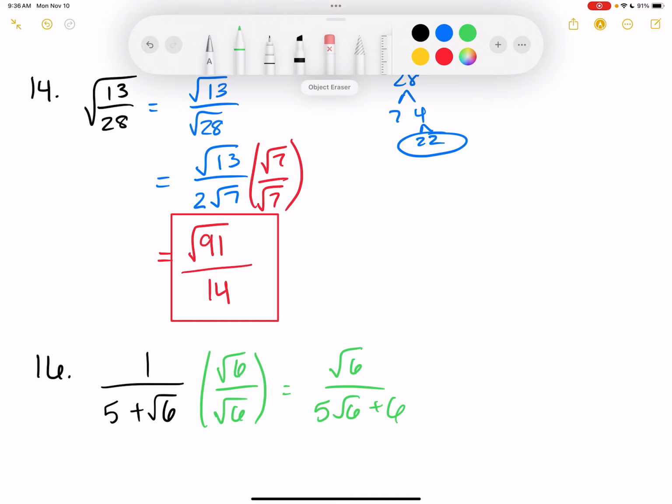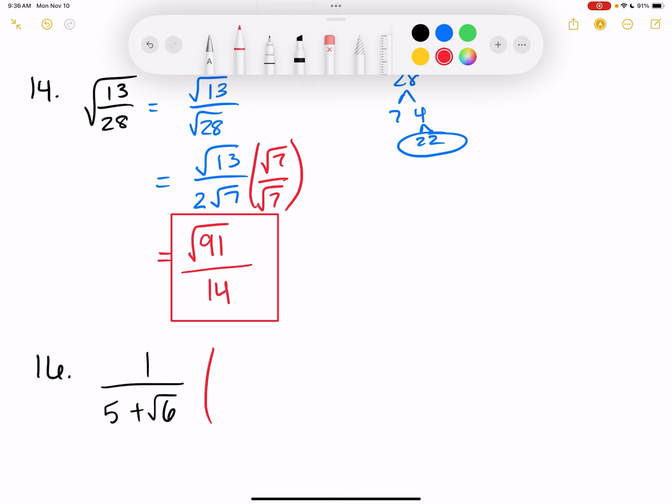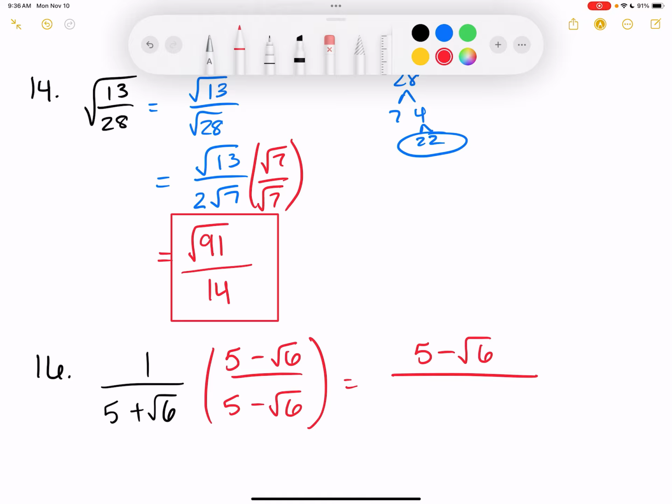So we have to multiply by something called the conjugate. It should have been in your notes. We change the sign here so that we produce a difference of squares on the bottom. So we're going to multiply by 5 minus the square root of 6, top and bottom. On the top, you'll just be distributing whatever it is. Obviously, in this case, just a 1, so we've got 5 minus the square root of 6 on top. On the bottom, I have 5 plus the square root of 6 times 5 minus the square root of 6.